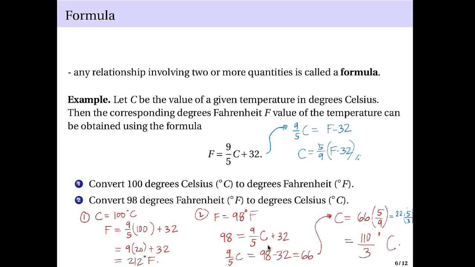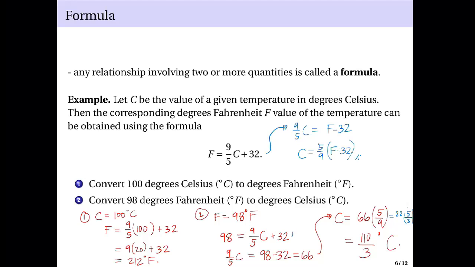Yes, there is a question. From here going to here, what we actually did was put this 32 on the other side. That's why you have minus 32, and then I interchange them. If you put this 32 on the other side, you will have 98 minus 32 equals 9 over 5 C. And we use the symmetric property, we interchange them. So instead, we wrote 9 over 5 C equals 98 minus 32. Is that good?